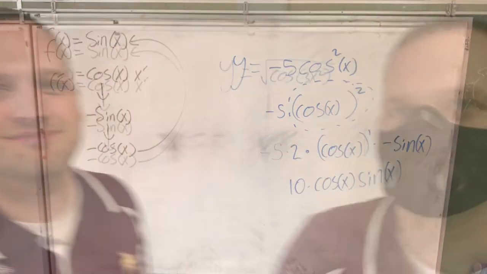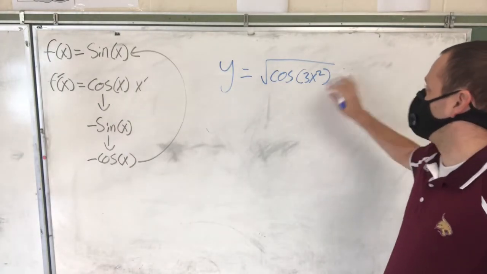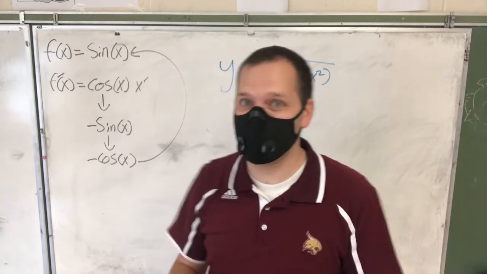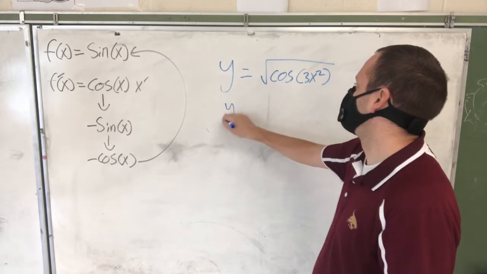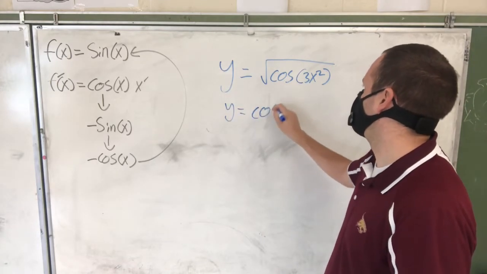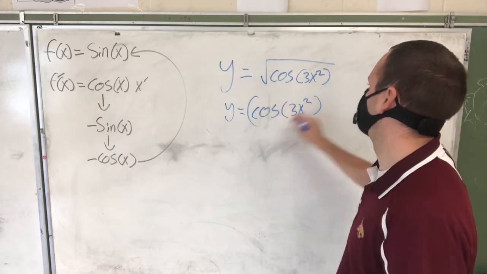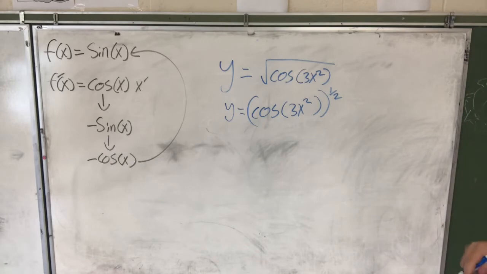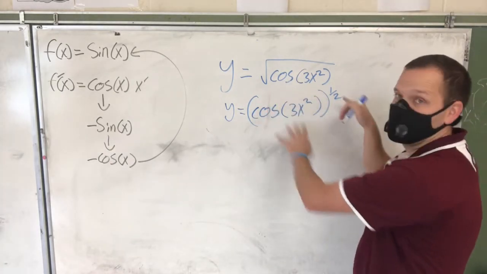Okay, guys, let's try this one. So, this time we have a square root. Herbert Smith, we don't know how to take the derivative of the square root. Sure you do. The square root is just the power of 1/2. So this is really y equals cosine 3x squared to the 1/2 power. Okay? Well, if we take the derivative, this is kind of looking like a power rule. You have something on the inside with a power.